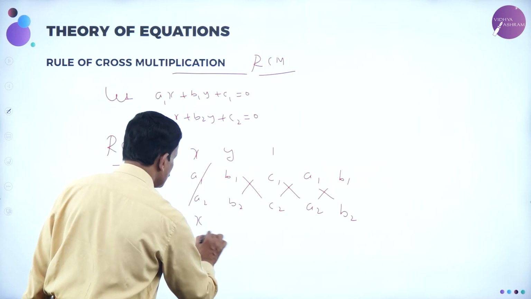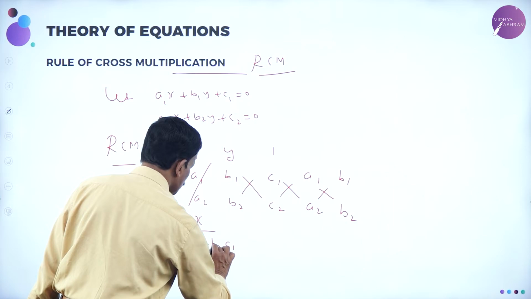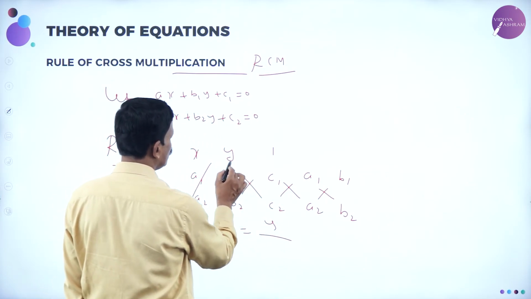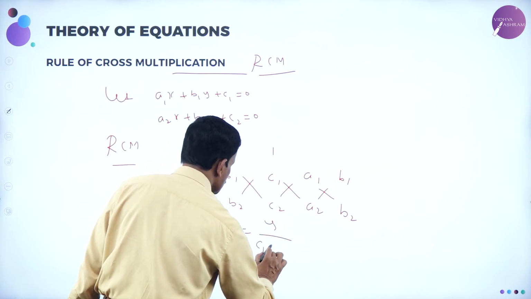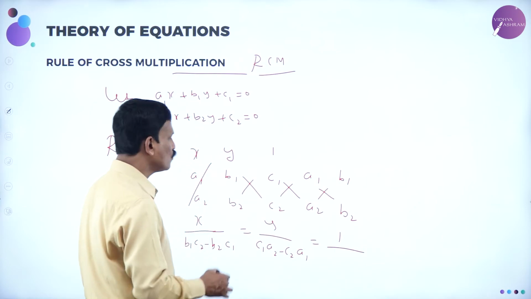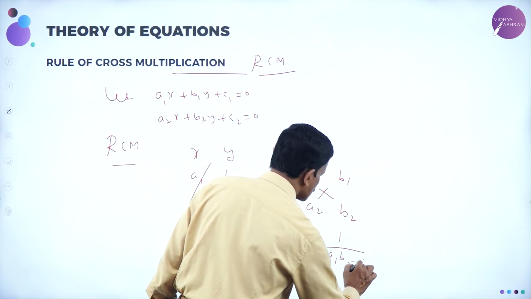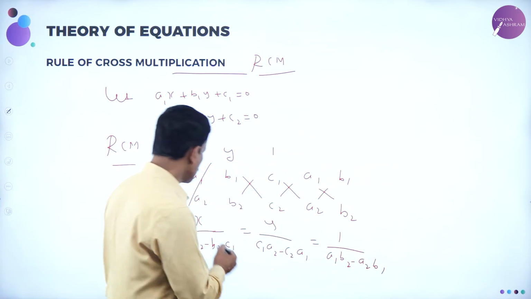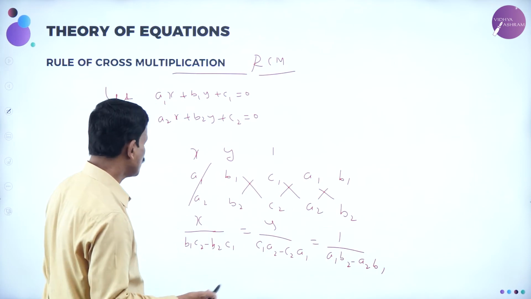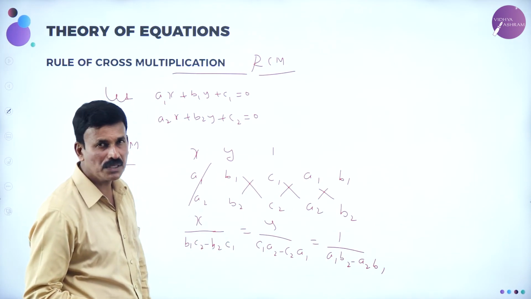x divided by b1 c2 minus b2 c1 is equal to y divided by c1 a2 minus c2 a1, that is equal to 1 divided by a1 b2 minus a2 b1. Just equate first and last and second and last, and you will get the value of x and y. That's it. This is called the rule of cross multiplication.